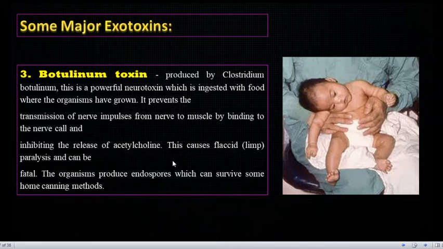So, what will happen to your muscles? When there is no muscle contraction, there is also no muscle tone. Do you remember the muscle tone? Okay? Even when we are not moving, our muscles maintain the muscle tone. So, if there is no muscle tone, you will have a flaccid or limp paralysis. And this can be fatal, especially to infants. So, this is one example of an infant having a flaccid or limp paralysis.